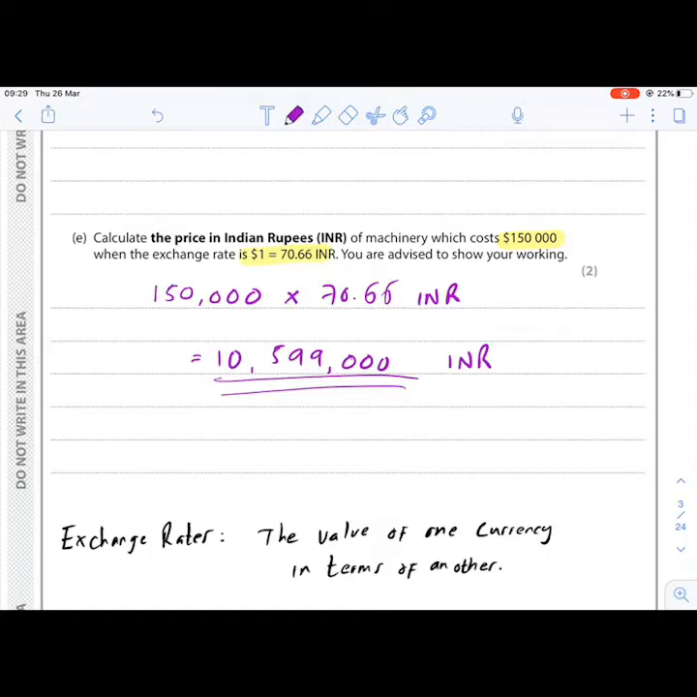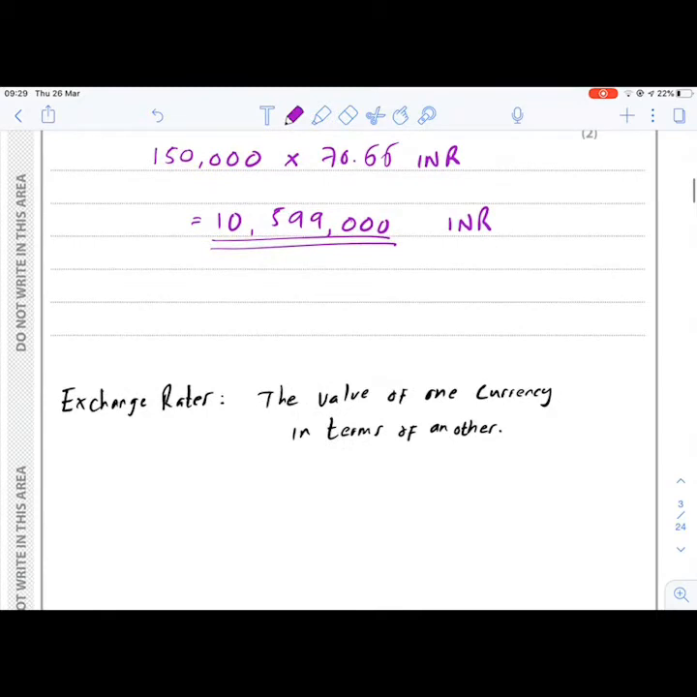Also, it's good practice to underline the answer twice. If you've got loads of working out within your space, the examiner may fail to see your answer. So if you actually highlight the answer, you're telling the examiner exactly where your answer is, and the examiner therefore cannot fail to see your answer and award the marks that you deserve. Okay, just a little bit of revision there on exchange rates. The exchange rates are the value of one currency in terms of another.